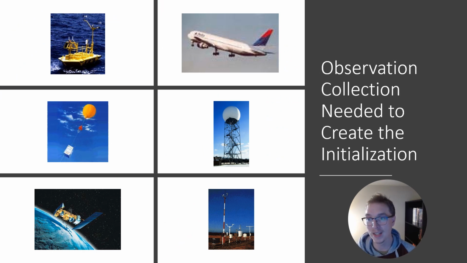Observation collection is needed to create the initialization, basically the starting point of these predictive measures. So there's a whole slew of different technologies that we will be talking about much more in the next video, but that we use on the surface, in the atmosphere, or even in space to help predict and forecast weather.